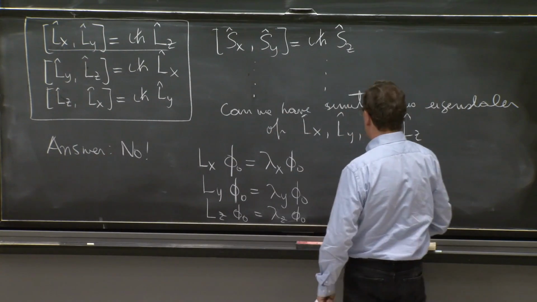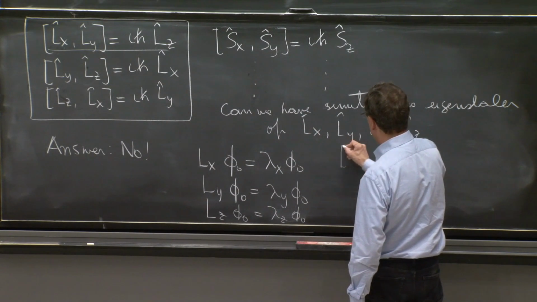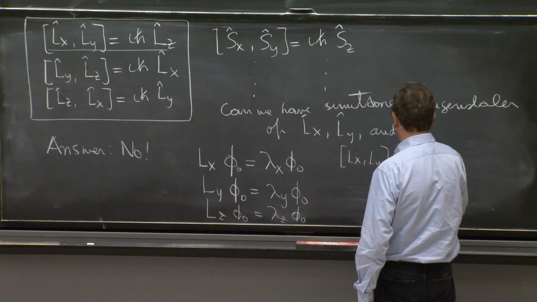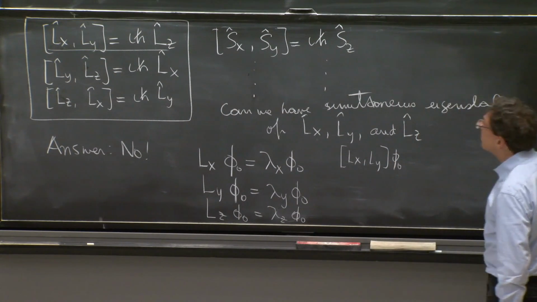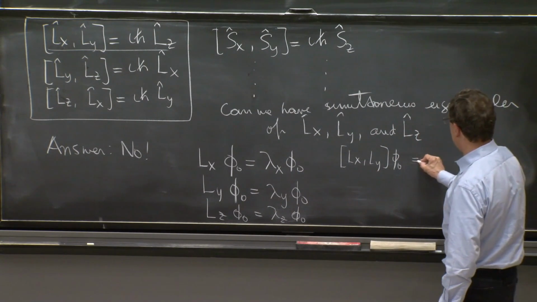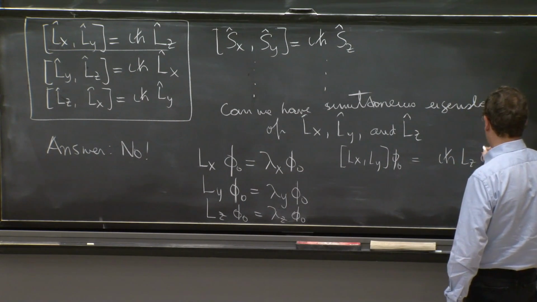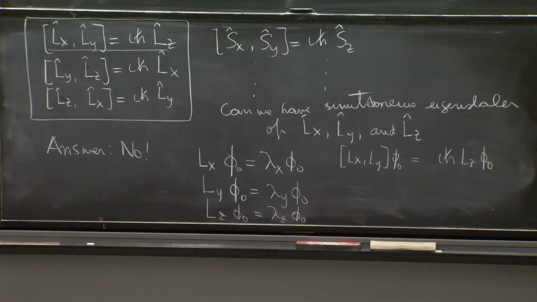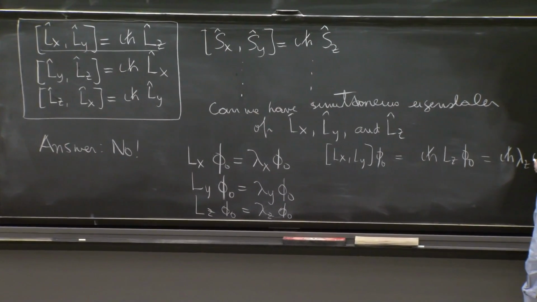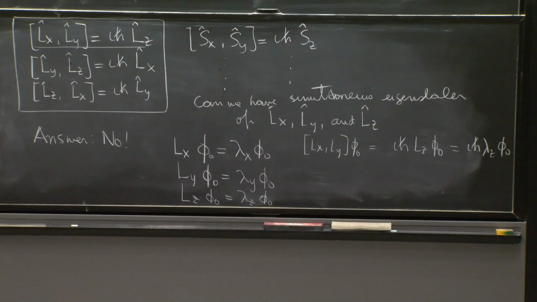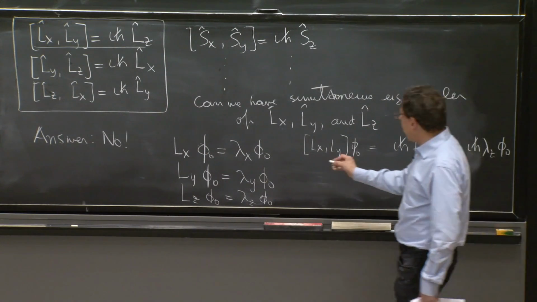The complication are those commutators. If you do [Lx, Ly] on phi naught, you're supposed to get i h bar Lz on phi naught. And therefore, you're supposed to get i h bar lambda z times phi naught, because it's supposed to be an eigenstate. But how about the left-hand side?